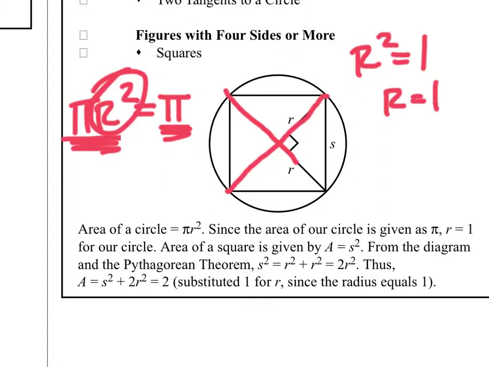So if you go from there, if r is 1 and this is 1, the rest of the explanation, the area of a square is given by a equals s squared from the diagram, and a Pythagorean theorem you can use to figure out what the hypotenuse of this triangle is here. So here's a right triangle, and the hypotenuse of it happens to be the side of a square. So you would do s squared equals r squared plus r squared equals 2r squared. So thus you would have to end up with 2 for that one.